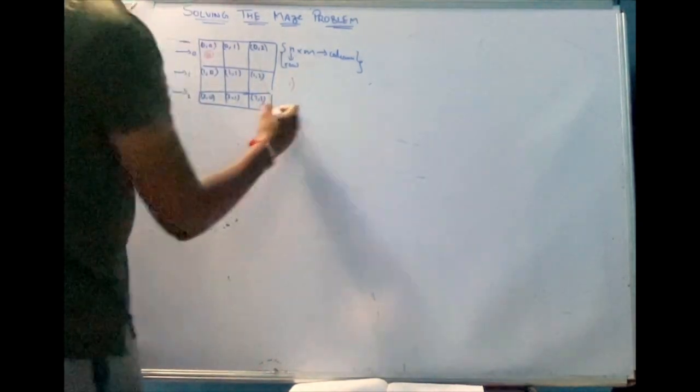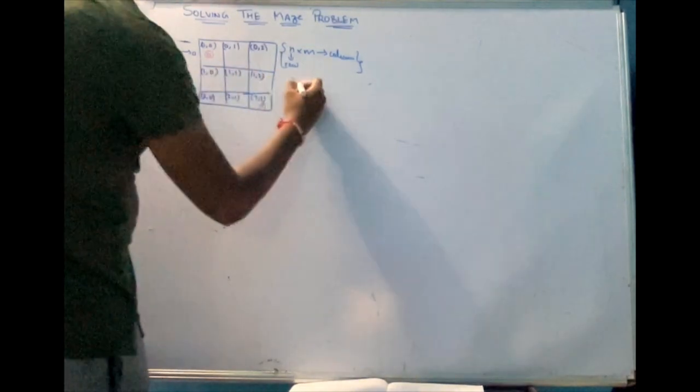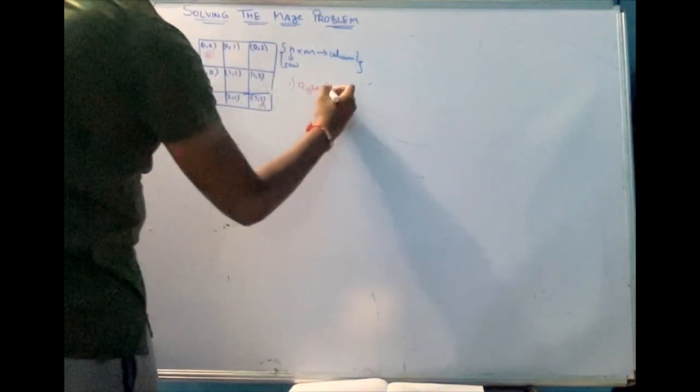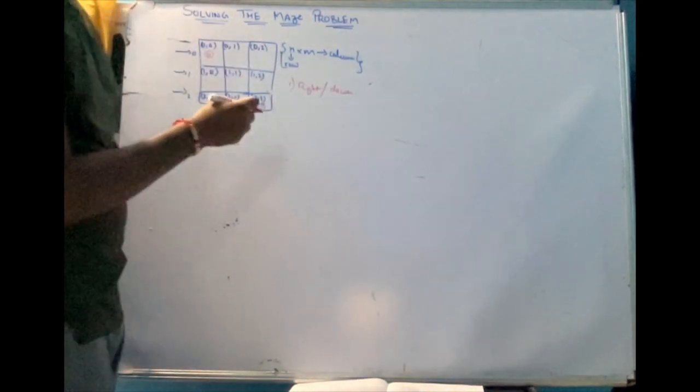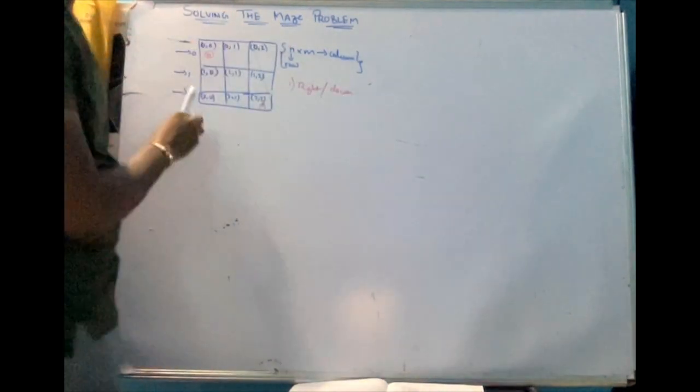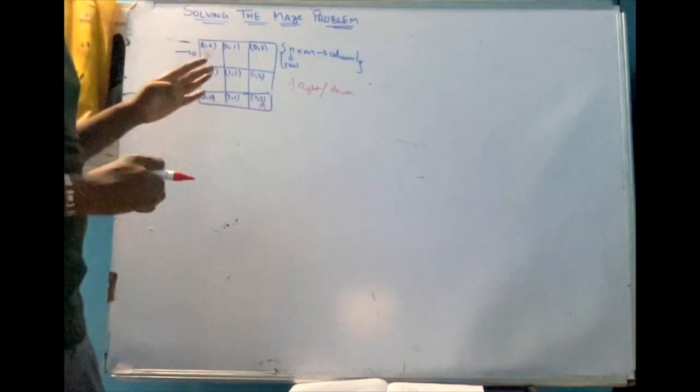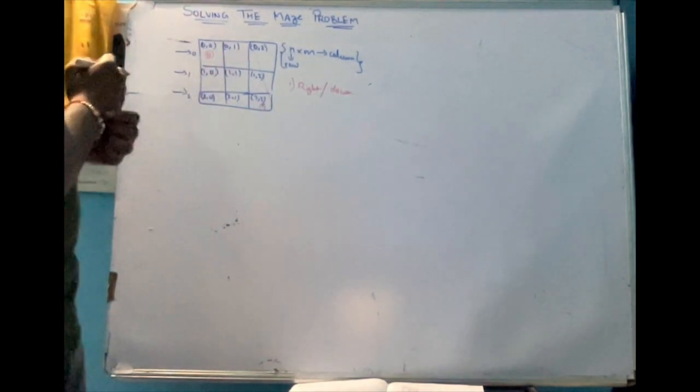First condition is you can only move in the right direction. Wherever you are, you can move in the right direction, or you can move in the down direction. There is no diagonal moving allowed. So you have to either move in the right direction or move in the down direction. These two are the only moves allowed in this problem. So we'll start the problem.